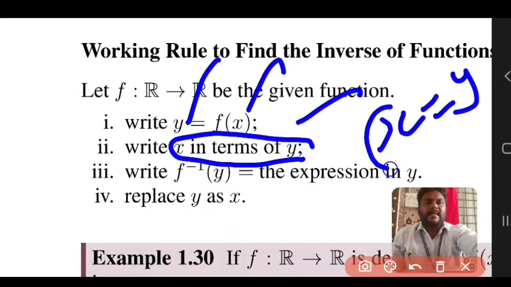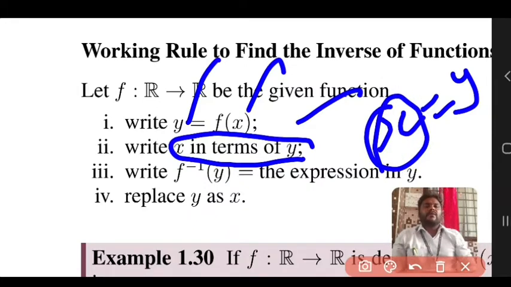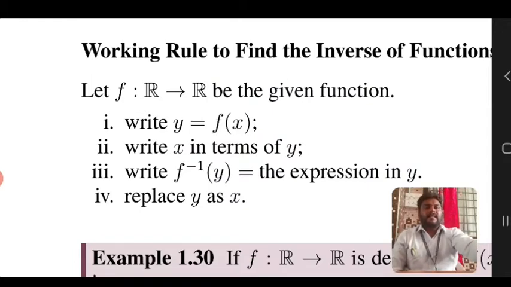So we replace the x value as f inverse of y. Next, replace y as x, so we replaced y as x. I repeat, there are 4 steps to find the inverse function.